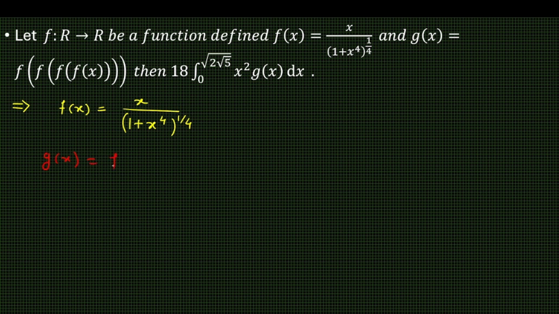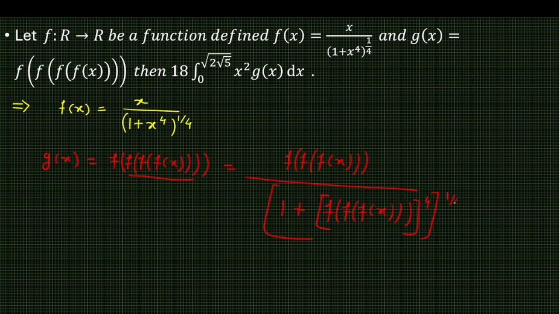f∘f∘f∘f(x), and we have to find the integration 18 ∫ from 0 to √2·√5 of x² g(x). Now let's solve for g(x). So just putting the composition function, we will get f(x) in the numerator, and in the denominator (1 + (f(x))^4) whole bracket to the power 1/4. Now let's solve for this f(x).